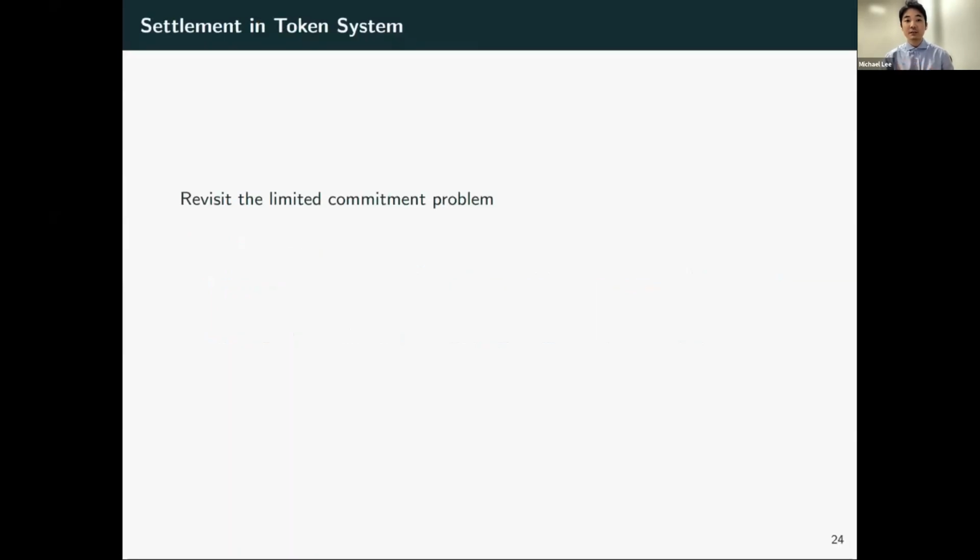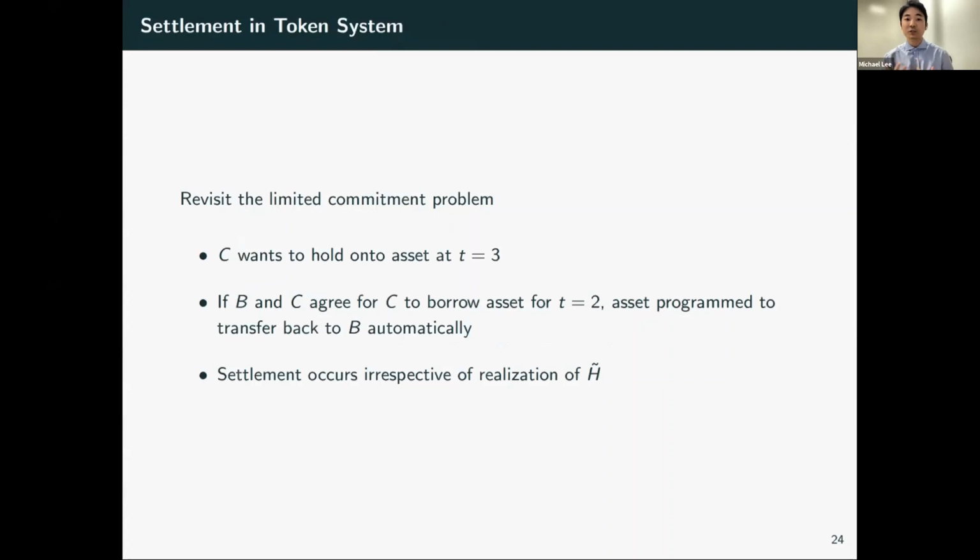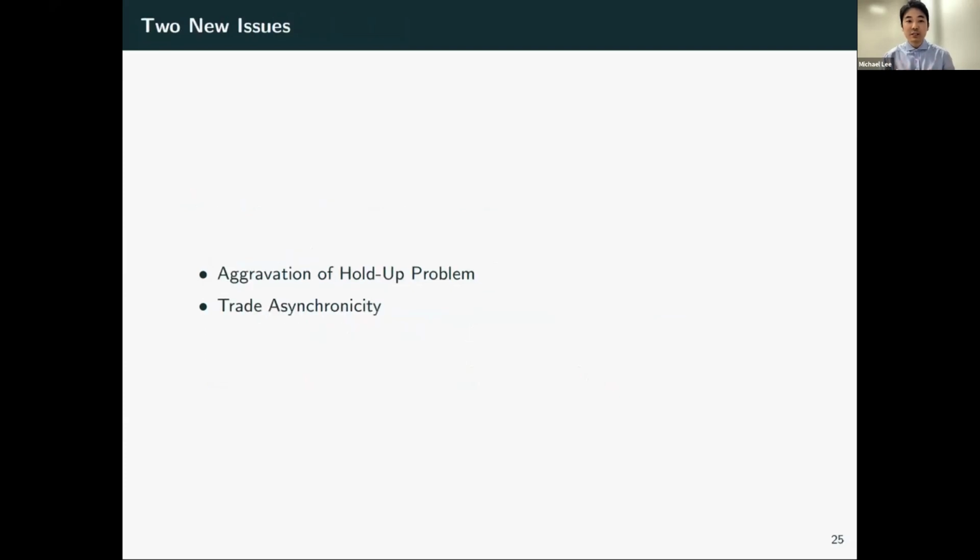And in the token system, if we think about the limited commitment problem, by assumption, actually, it's resolved. Even if C wants to hold on to the asset in the final period, whenever B and C agree and program the asset to be sent to C for the second period, the asset automatically transfers back to B. And this means that whether C is tempted or not ex post, it's irrelevant. But with this, we see that 2 new issues arise.